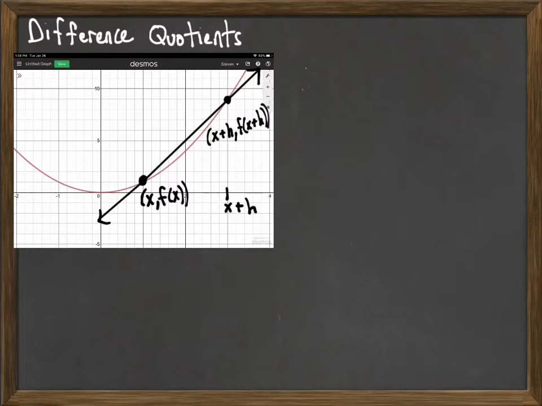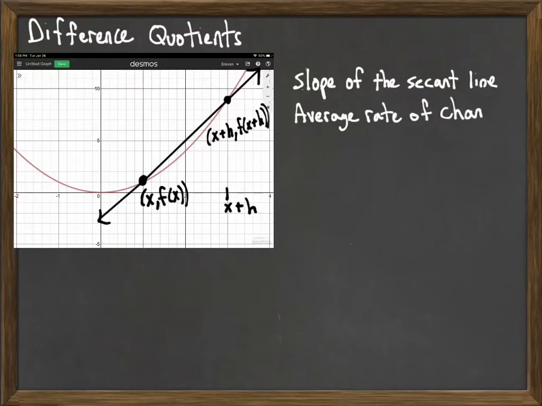So that would make this next point be x plus h, f of x plus h. Okay, so those are the 2 points on our graph, and what we're going to be looking at is the slope of that line that passes through those 2 points. So what a difference quotient is, it's actually the slope of the secant line. That's what we're looking at when we talk about a difference quotient. And what that slope of the secant line tells us is the average rate of change of f between those two x values, whatever x and x plus h might happen to be. And that's called a difference quotient.